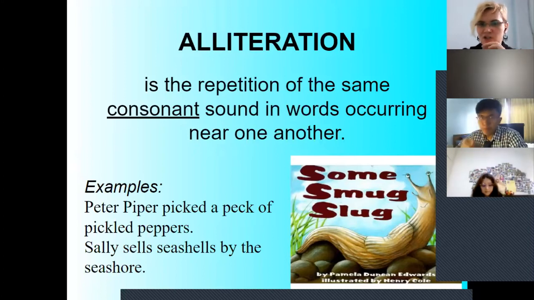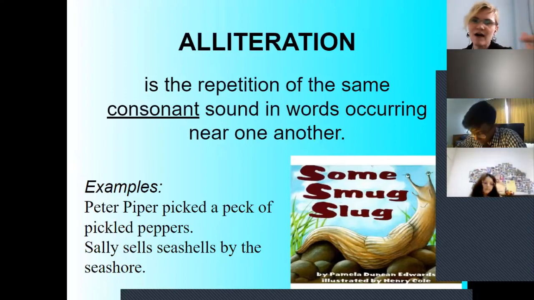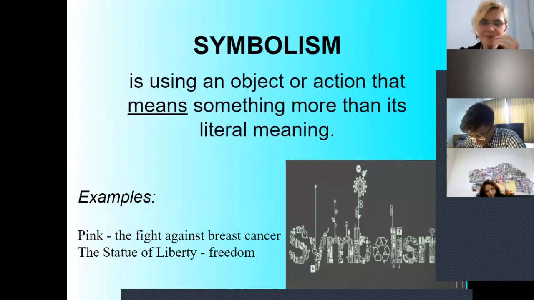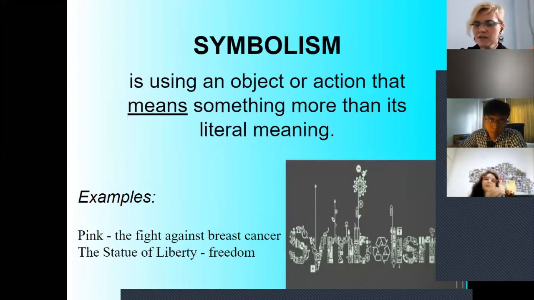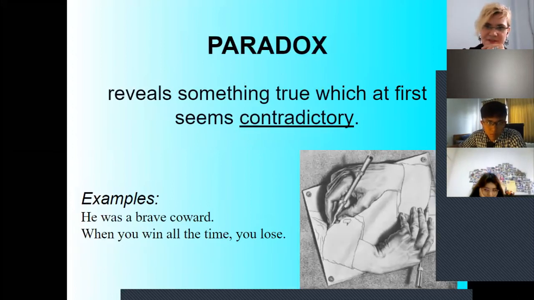We can also have assonance, which is the repetition of vowel sounds. Symbolism is when you use an object or an action that means something more than it literally means. For example, pink can represent the fight against breast cancer. The Statue of Liberty represents freedom. Literally, it's a statue, but it actually represents freedom, and it was given by the French, if I'm not mistaken.